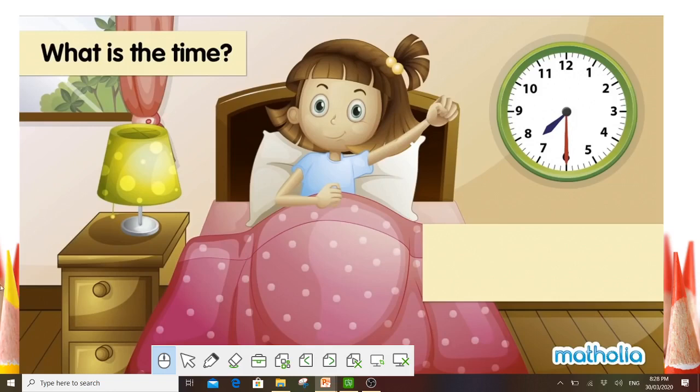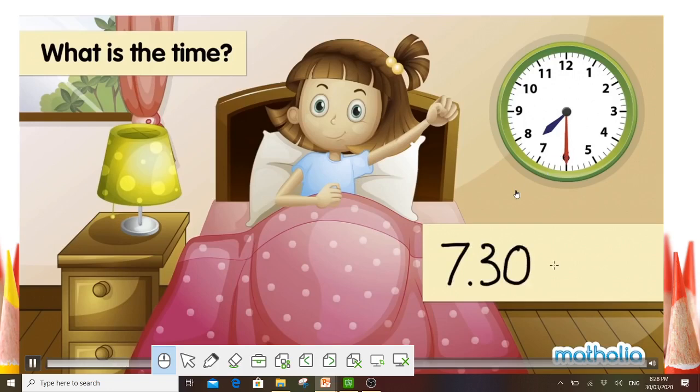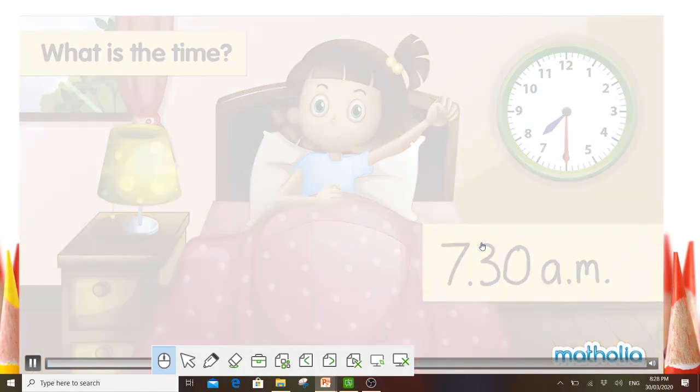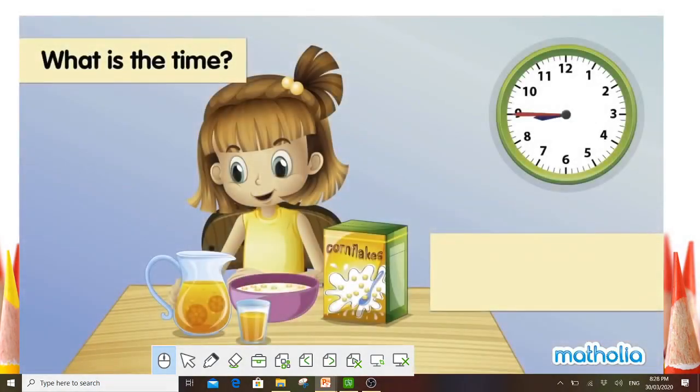What is the time? Kate is waking up. It's 7:30 in the morning. This girl wakes up. It's half past 7, 7:30 a.m., because it's morning.